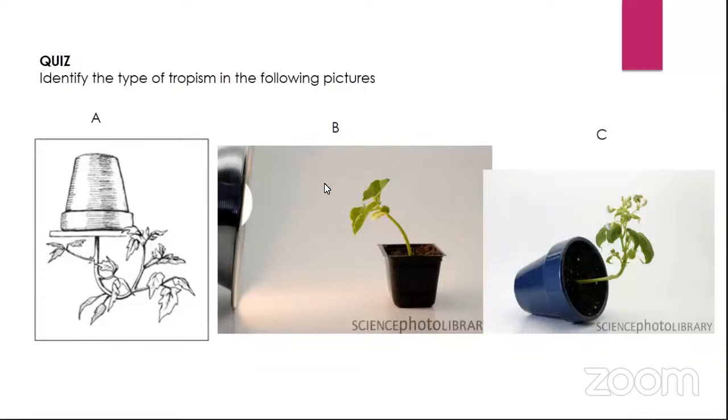Phototropism. Okay, Bwide is saying phototropism. Maybe phototropism would go for B because photo means light, so you can see light is the one influencing growth here. Okay. Yes, Bbumba.